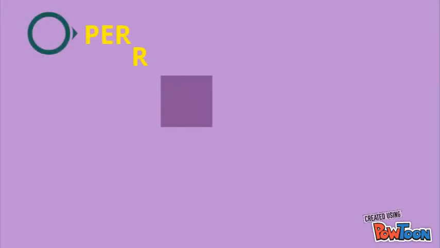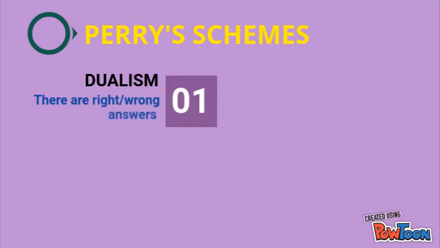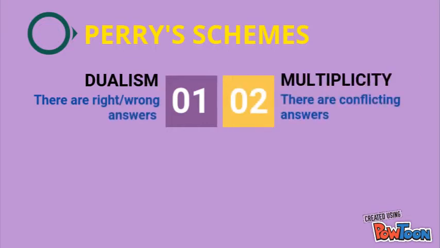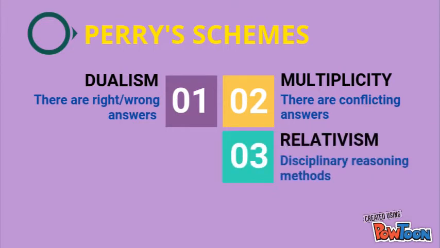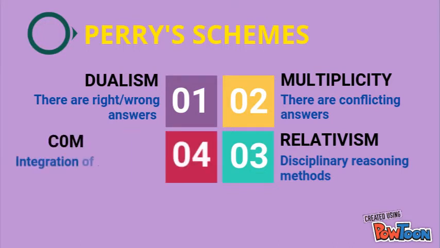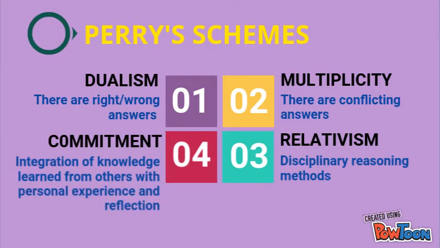Dualism: answers are usually obtained from authority figures and readily accepted as true. Multiplicity refers to all opinions being seen as having comparable claims to correctness. Relativism sees the existence of disciplinary reasoning through criteria or argument. Commitment: students realize they must make choices and commit to a solution.